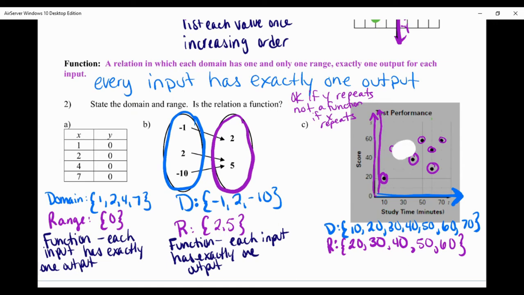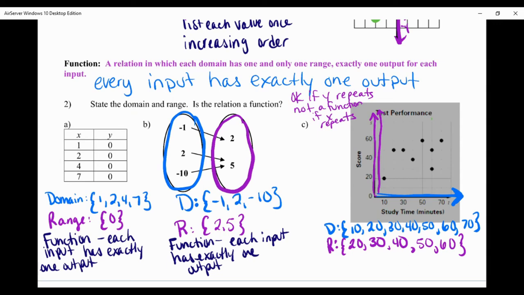Okay, so the domain is the set of all possible inputs. In this case, it's all of those times that are represented in this scatter plot. And the range represents all possible outputs. In this case, it's the actual scores on the test that are represented in this graph.